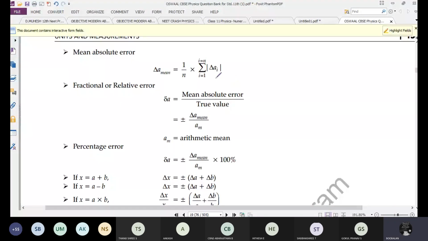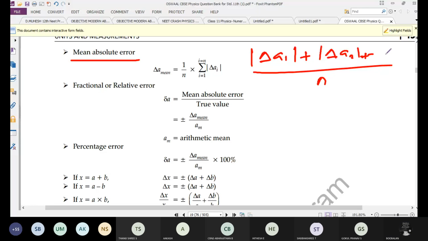Okay, listen. Mean absolute error, the formula: modulus of del A1 plus modulus of del A2 plus and so on up to del An, divided by n. This is the mean absolute error formula. Relative error or fractional error is mean absolute error divided by true value. So now, how to find the true value?